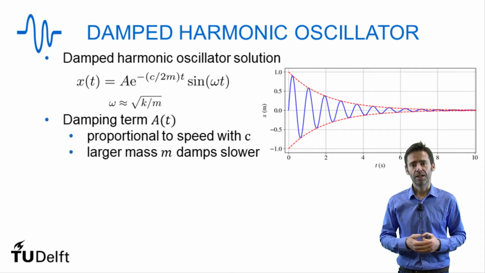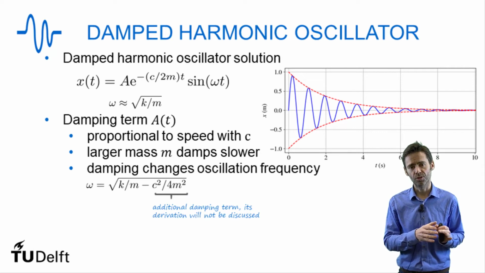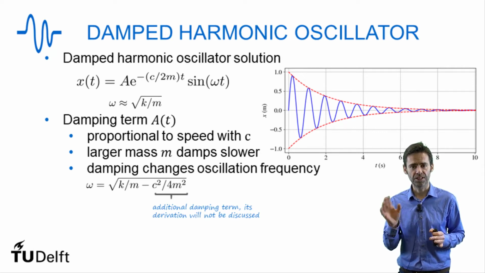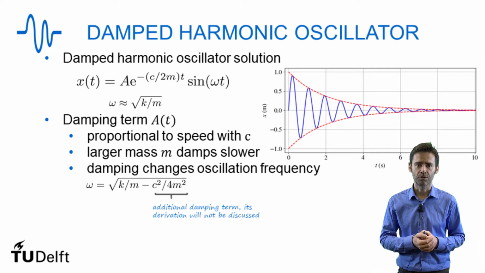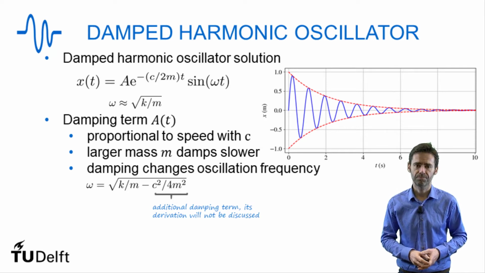Now, if you carefully look into the mathematical model, then you will also see that the damping affects the oscillation frequency. So the oscillation frequency is not only square root of k over m, but there is an additional term, c squared over 4m squared, that is dependent on the damping and on the mass. And this slightly changes the oscillation frequency.